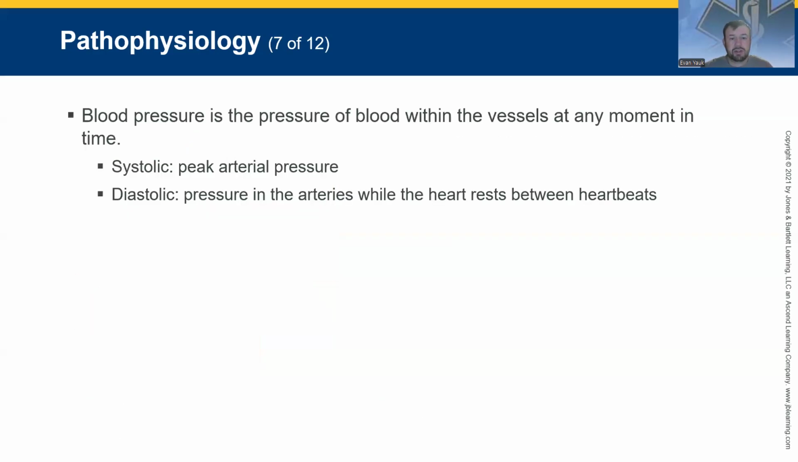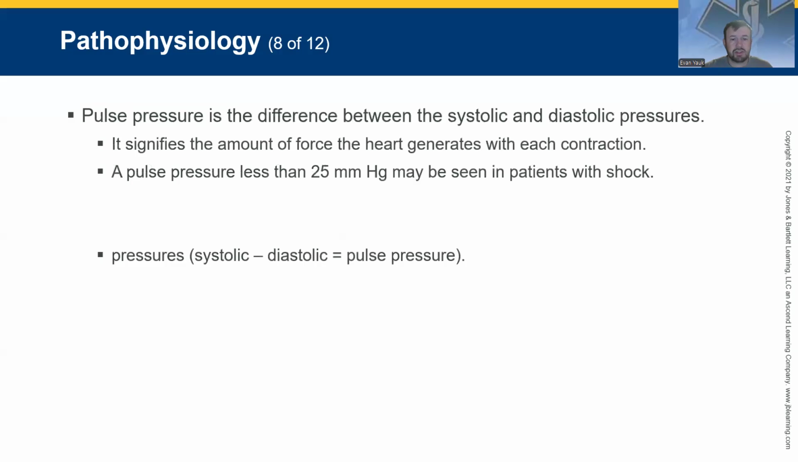So blood pressure is the pressure of blood within the vessels at any moment in time. We know that the systolic pressure is the peak arterial pressure, the diastolic pressure in the arteries while the heart's at rest between beats. Pulse pressure is the difference between the systolic and diastolic. It signifies the amount of force the heart generates with each contraction. A pulse pressure less than 25 may be a sign that the patient's in shock. So we take our systolic minus our diastolic to get our pulse pressure.